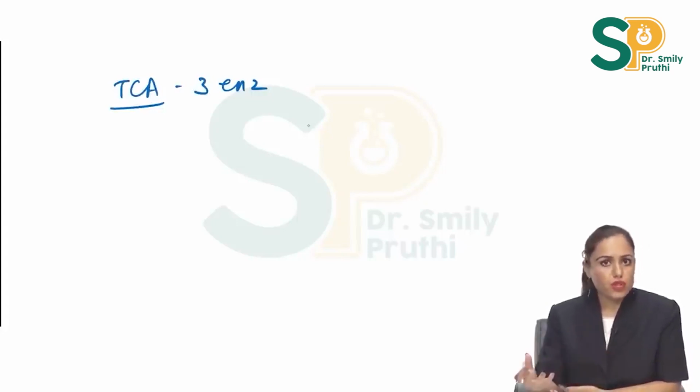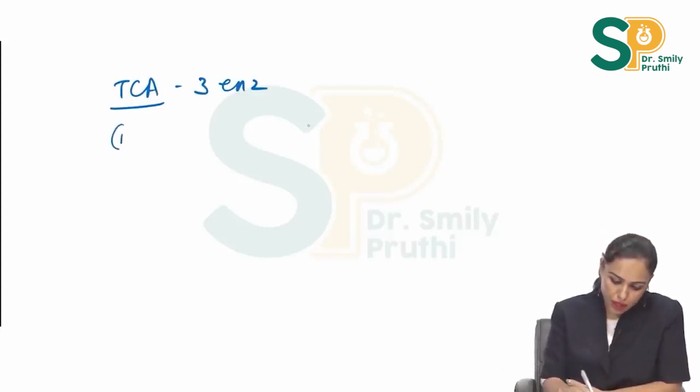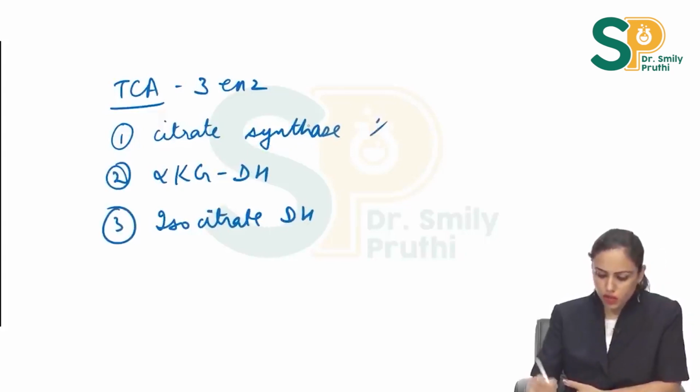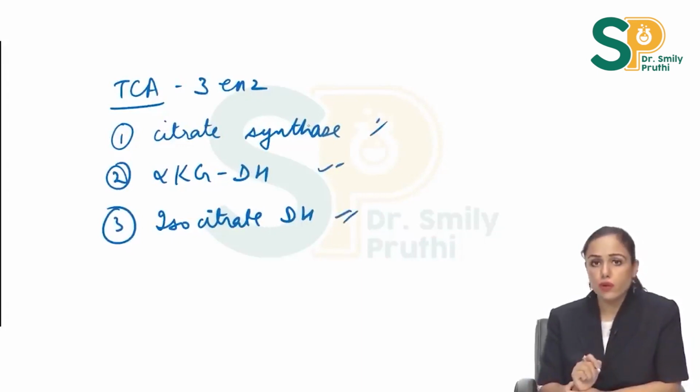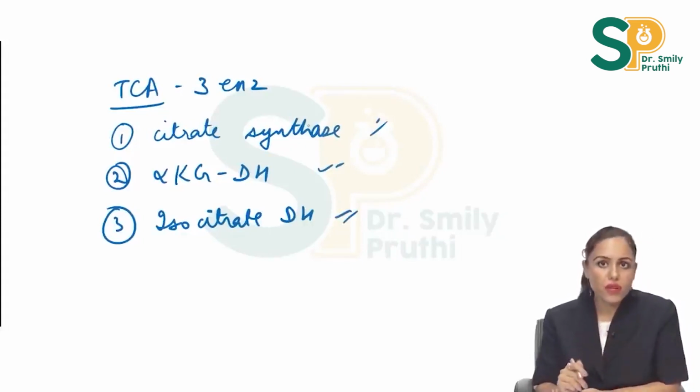Actually, in different situations, the different enzymes can be rate limiting, and they are citrate synthase, alpha ketoglutarate dehydrogenase, and isocitrate dehydrogenase. These 3 enzymes can be rate limiting. Let's say in some situation citrate synthase is rate limiting. In another situation alpha ketoglutarate dehydrogenase is rate limiting. In another situation isocitrate dehydrogenase is rate limiting. The body has to decide depending upon various complex conditions, right?